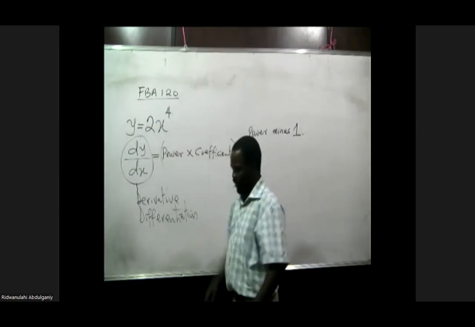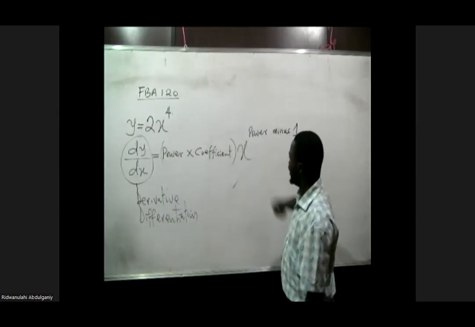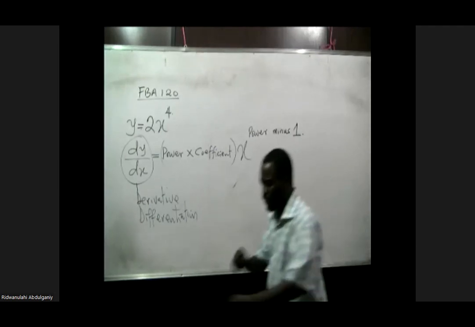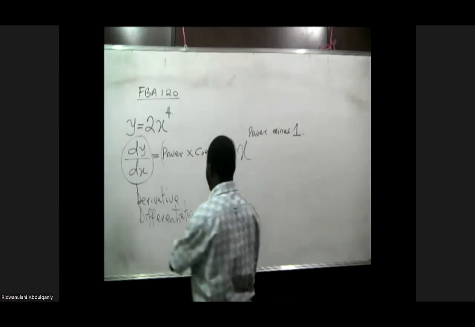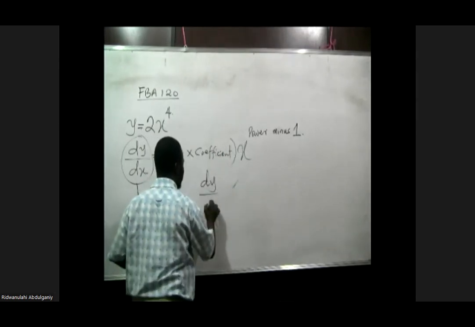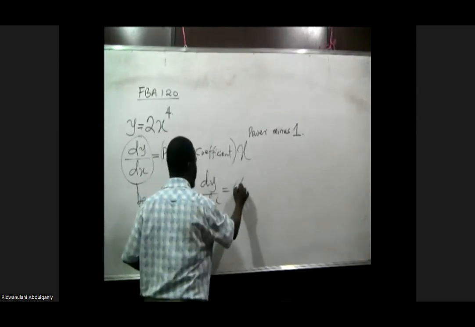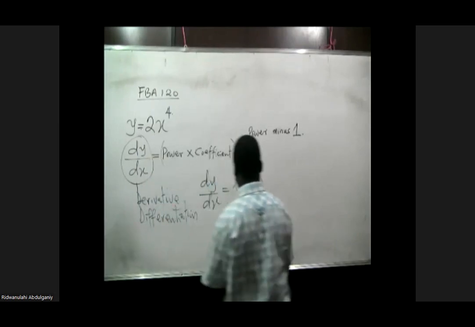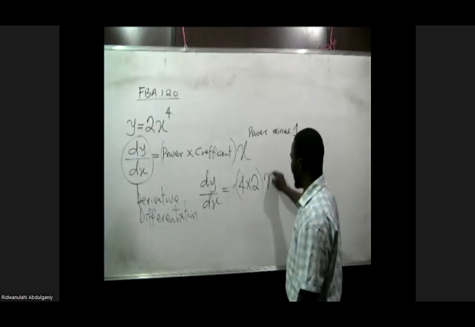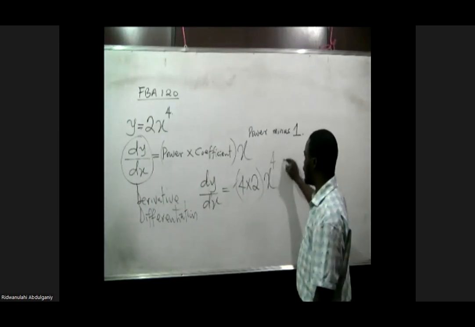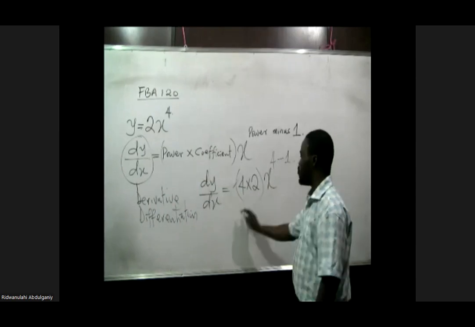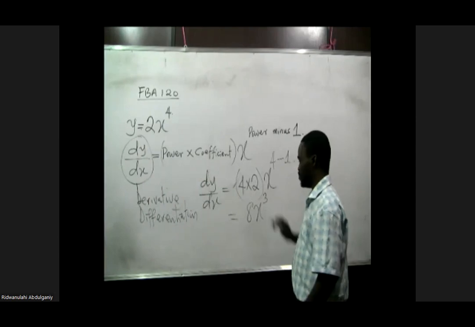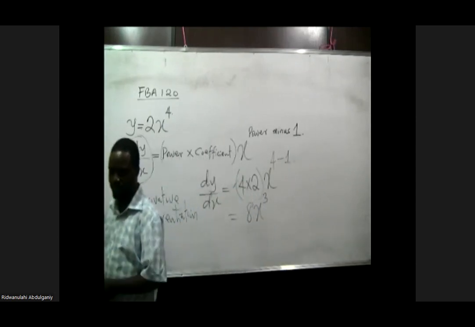I have this x. Then I go back to my power, minus 1. So in this context, my power is 4, multiplied by my coefficient, which is 2. I put that in brackets. I have x, my power is 4 minus 1. Final result, 8x raised to power 3. That's the answer.